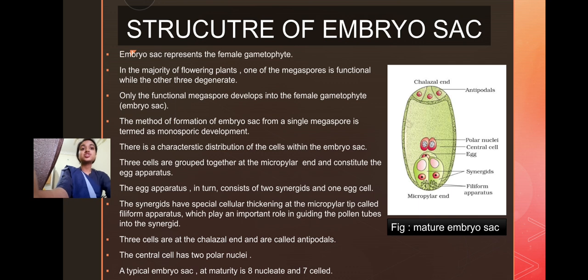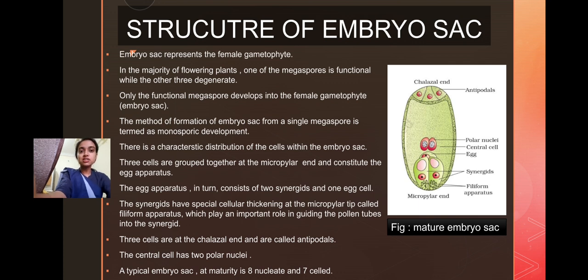So now the structure of the embryo sac. Embryo sac represents the female gametophyte. In the majority of flowering plants, one of the megaspores is functional while the other three degenerate. Only the functional megaspore develops into the female gametophyte, that is the embryo sac. The method of formation of embryo sac from a single megaspore is termed monosporic development.